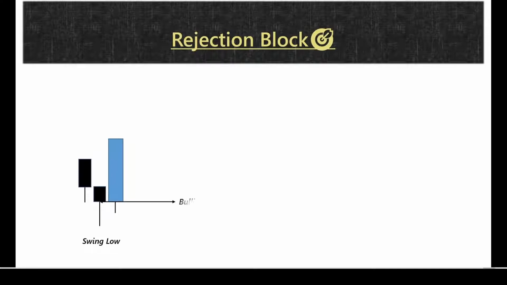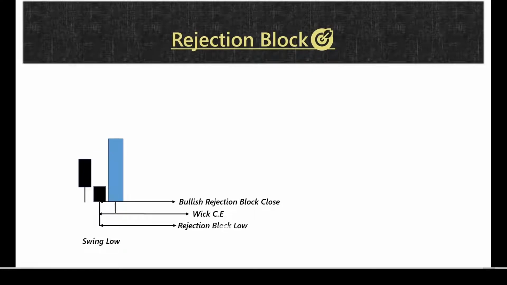In our first example, we will take a look at the bullish rejection block. Bullish rejection blocks form inside of swing lows. The rejection block, in this case bullish, is the lowest down close or bearish candle inside the swing low. There are three key levels of interest when it comes to a rejection block. The first one is the bullish rejection block close, which is the closing price of the lowest down close or bearish candle inside of the swing low. Second is the midpoint of the wick, which is consequent encroachment. And the third is the actual low, which is the bullish rejection block low.